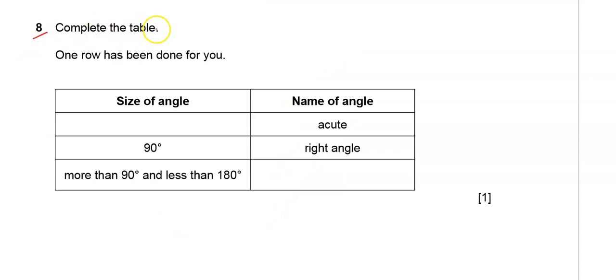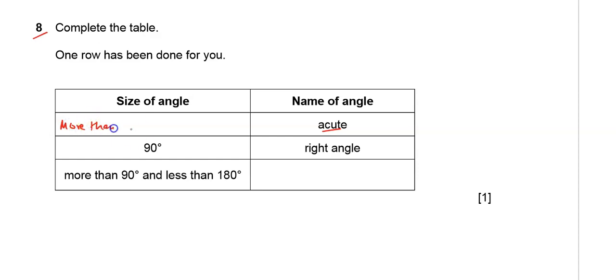Number 8, complete the table. One row has been done for you. We have the size of the angle and the name of the angle. We have an acute angle and a right angle. A right angle is 90 degrees. What about an acute angle? This is an angle that is more than 0 but less than 90.